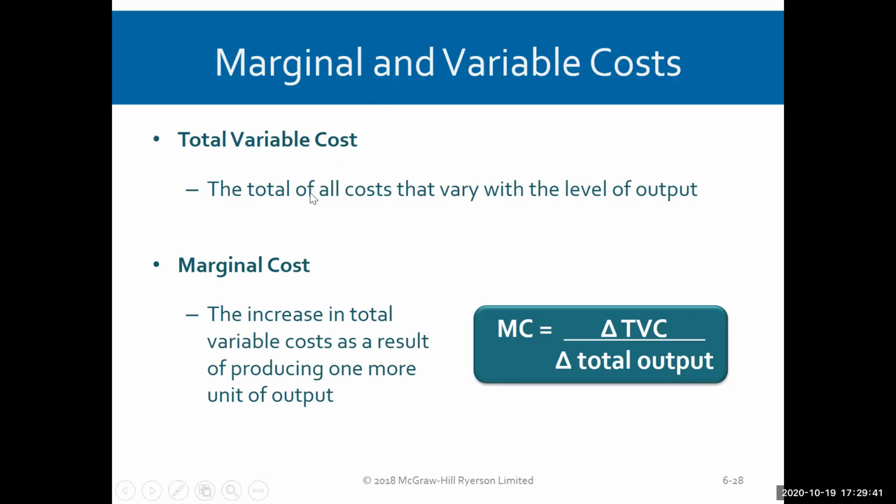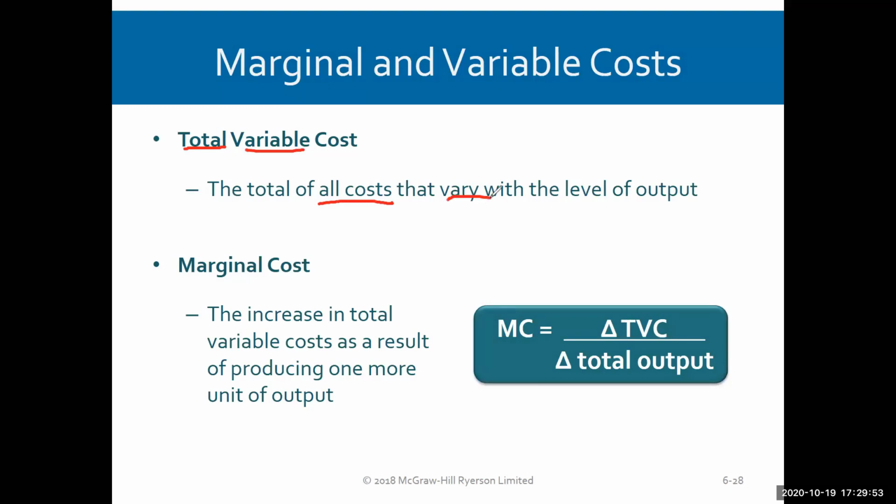So total variable costs, it should make sense that those are the total costs that vary with the level of output. So it's all costs, because we said total, and variable costs. So they vary with the level of output. So as you produce more, variable costs are going to rise. Okay, that makes sense. But then what is marginal cost?